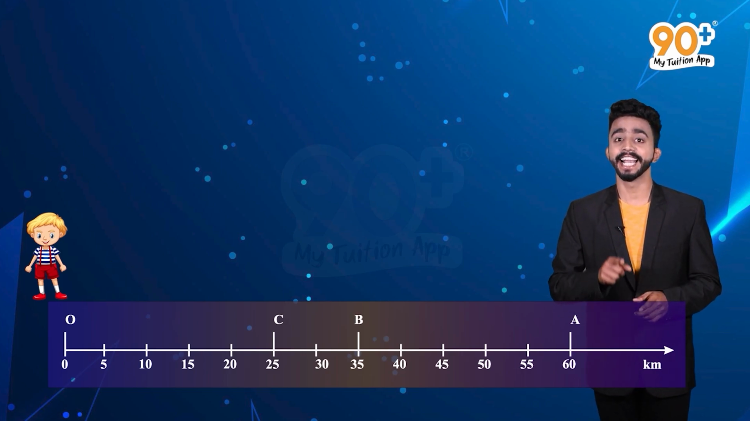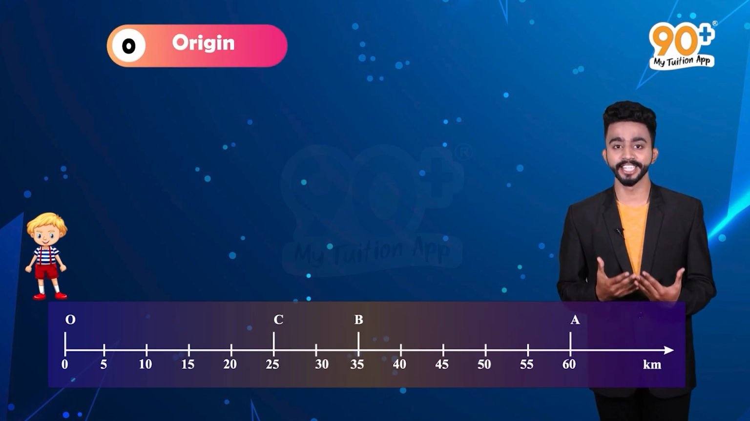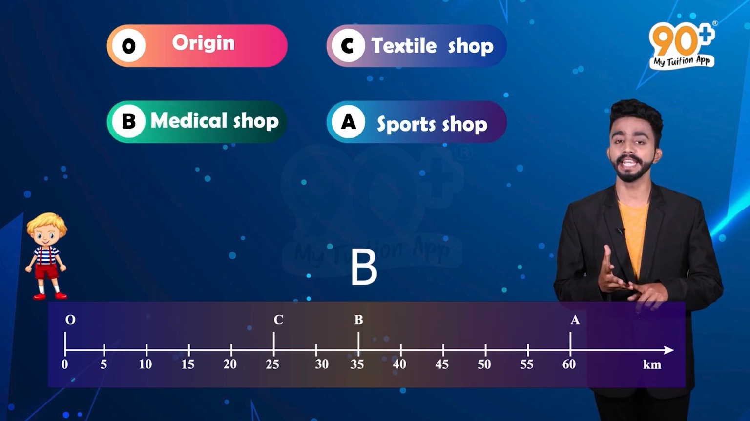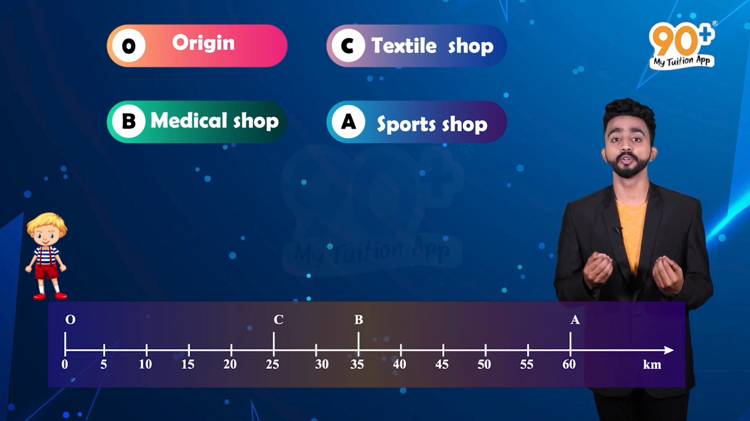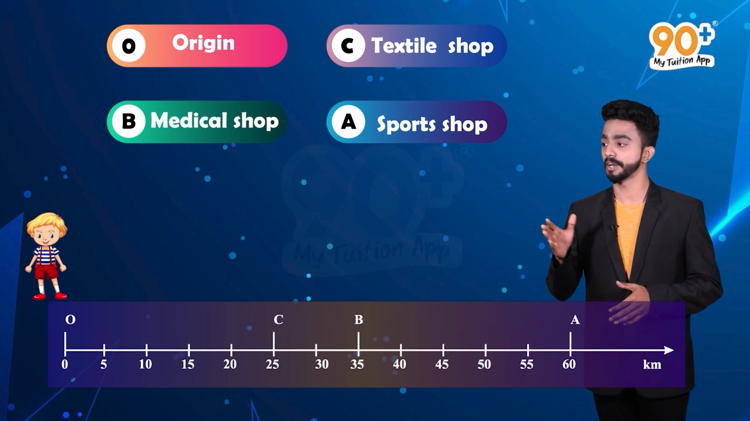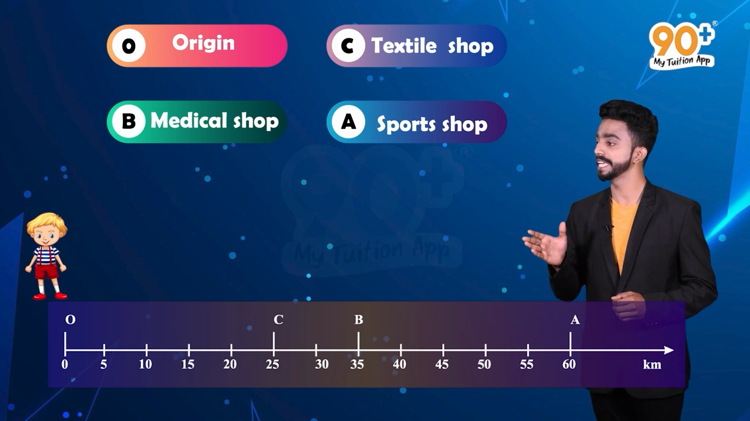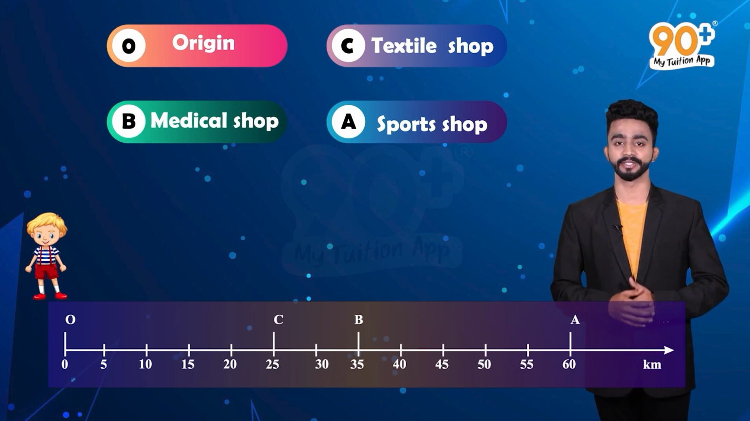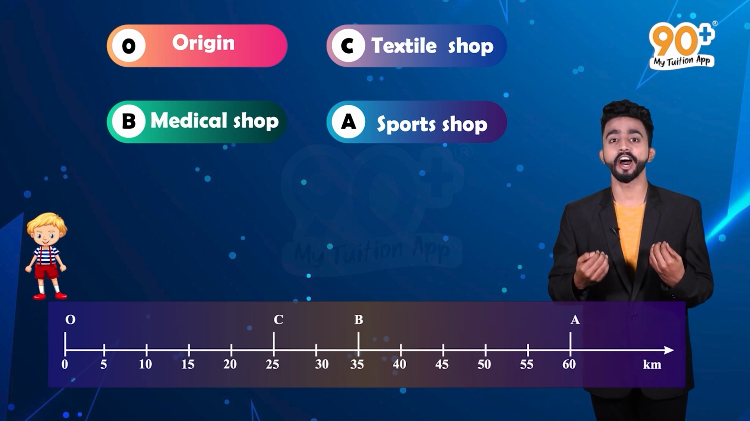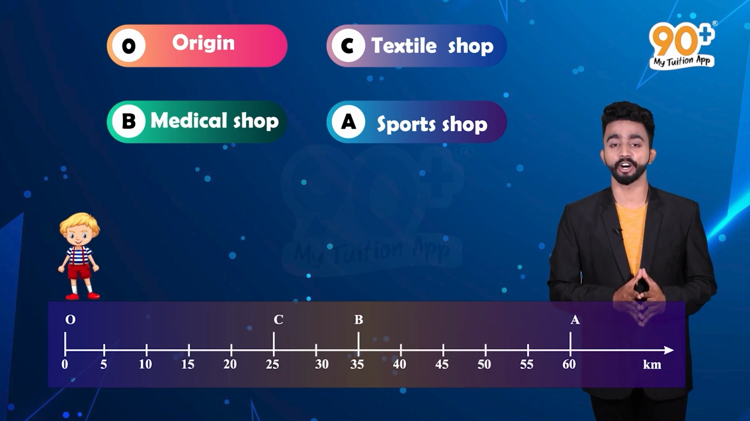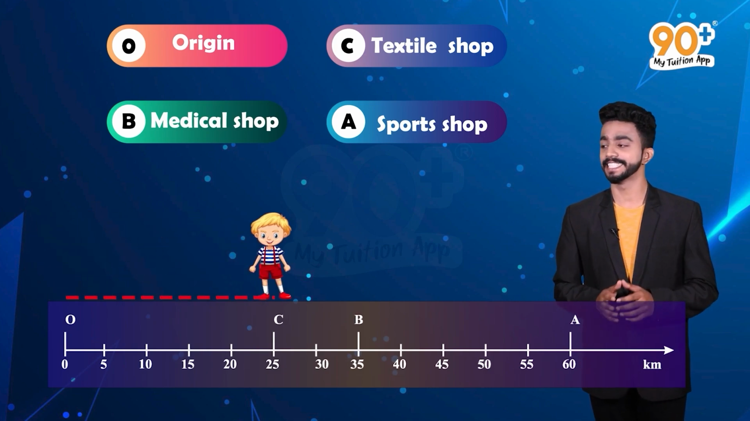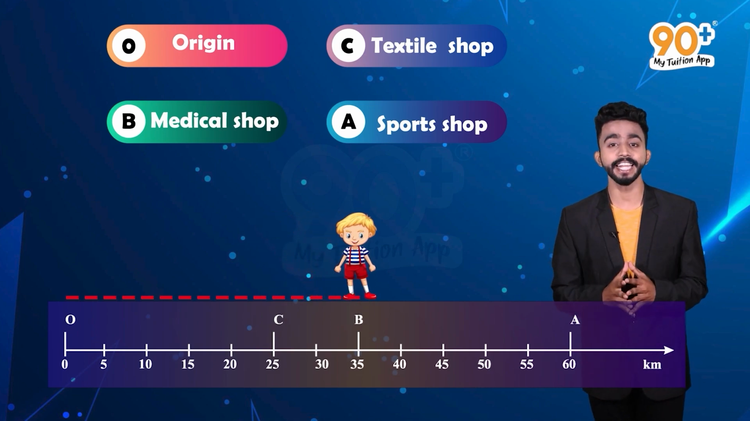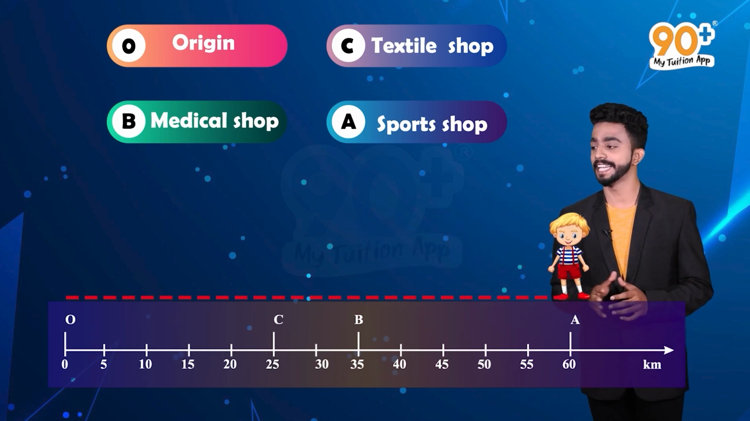Now, let us assign a letter for each shop. We can denote the textile shop, medical shop and the sports shop as C, B and A respectively. What do these denotations indicate in this representation? Here, A, B and C represent the position of the shops at different distance values. So, imagine that our friend Raju travels from his house to the textile shop first, that is C. Then he will move to the medical shop, that is B. And finally, he will go to the sports shop, that is A.